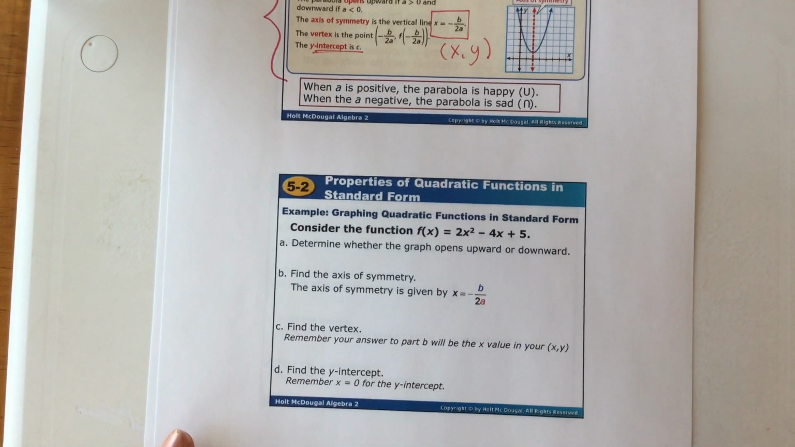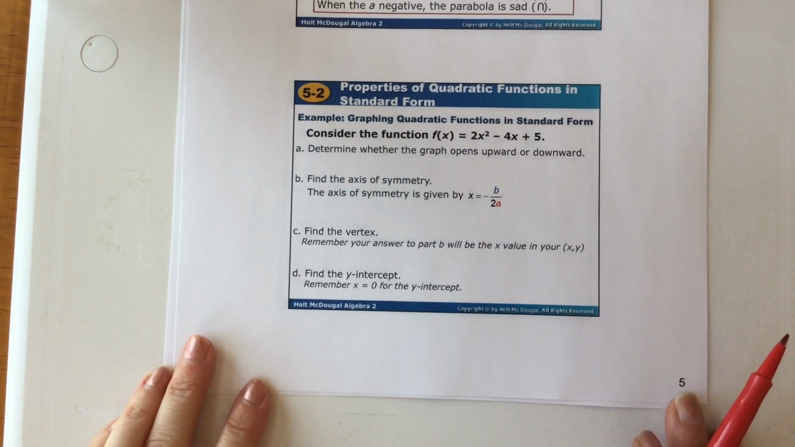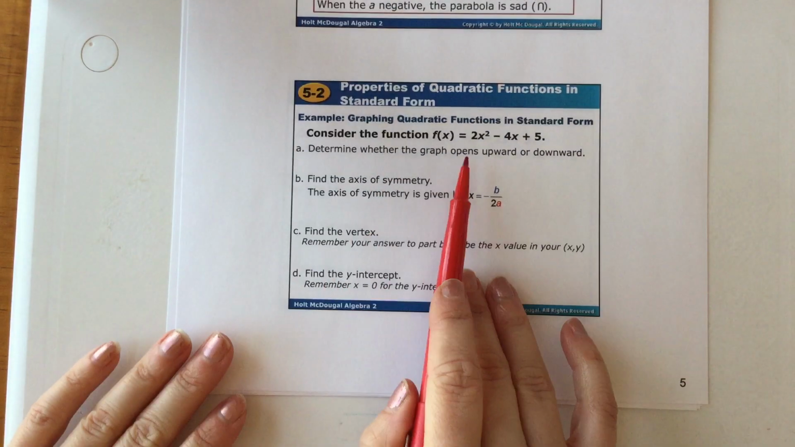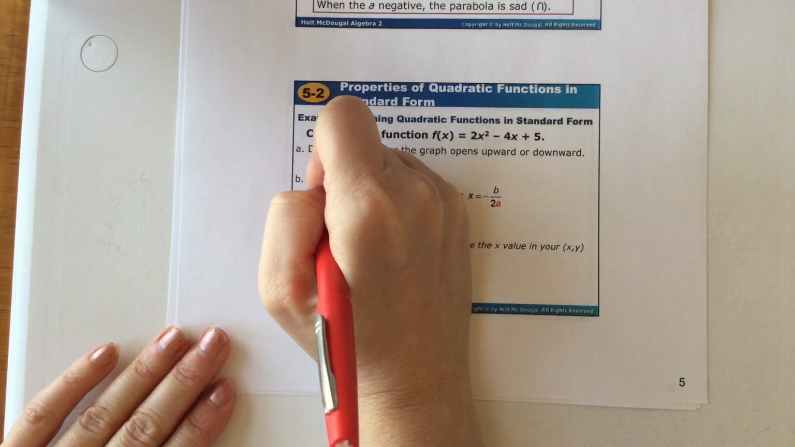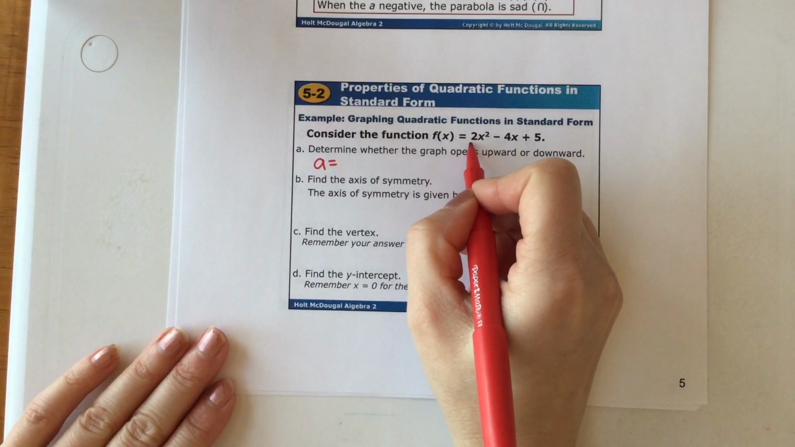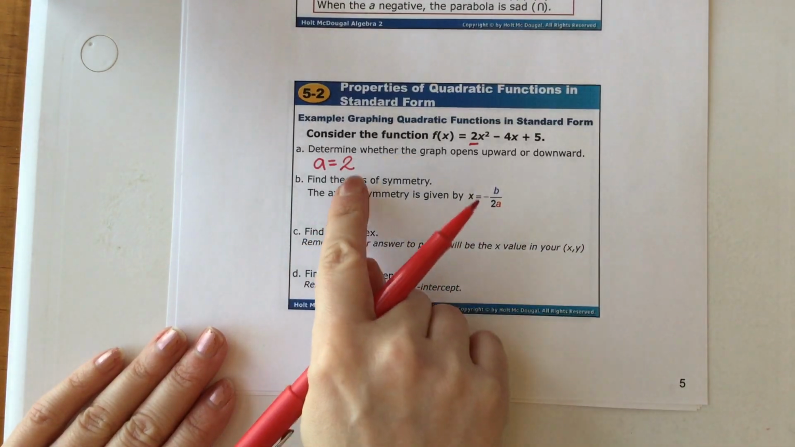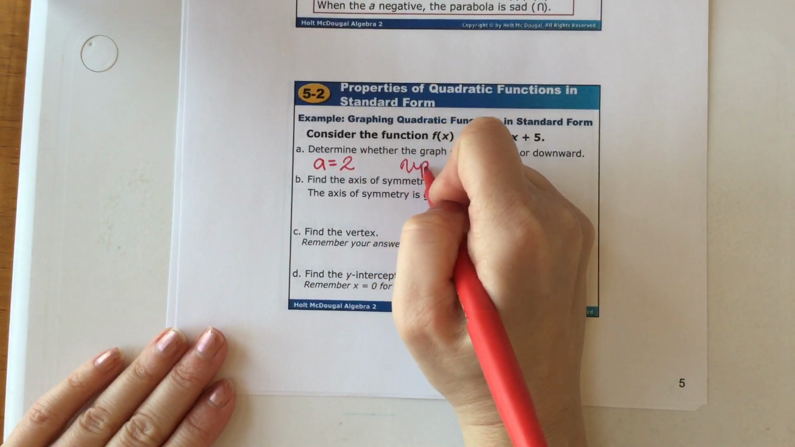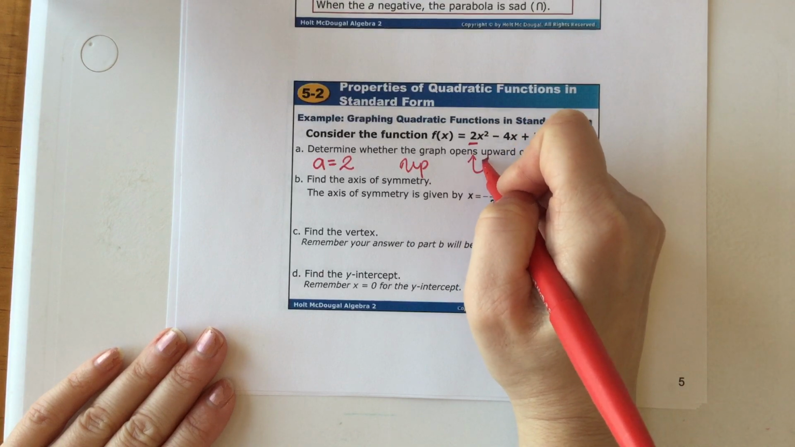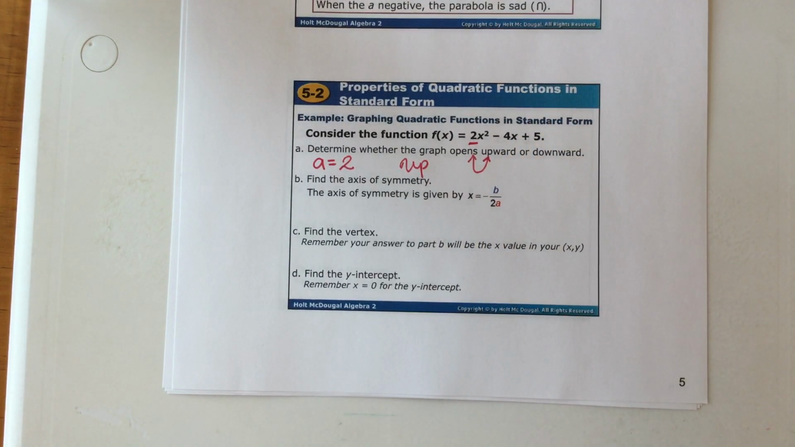So let's go ahead and just kind of tear this thing up, all right? Determine whether the graph opens up or downwards. That is all based off of a. A is the value in front of your squared term. It is a 2. 2 is a positive number, so your graph will open up. It is going to be a happy face, okay?